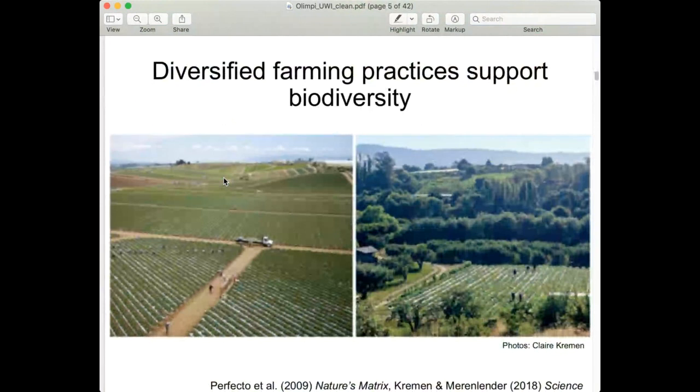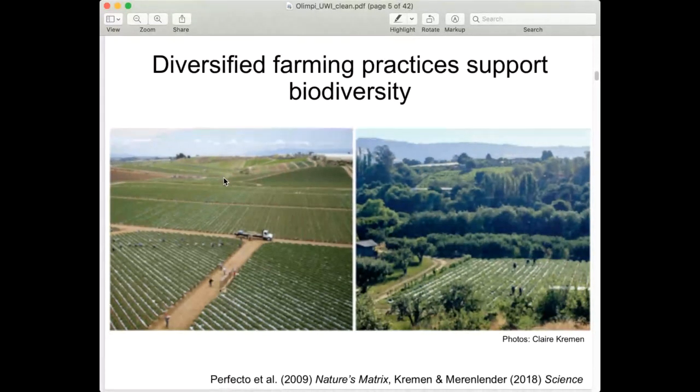So these are two pictures of different strawberry farms. The farm on the left is a strawberry monoculture, and it supports fewer wild species than a diversified farm, which is surrounded by orchards, hedgerows, and different types of crops and natural habitats. You see the diversified farm on the right. So the monoculture landscape creates barriers to wildlife dispersal, whereas the diversified landscape is a lot more permeable.